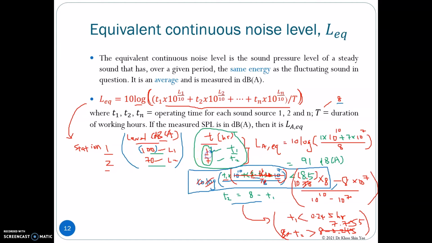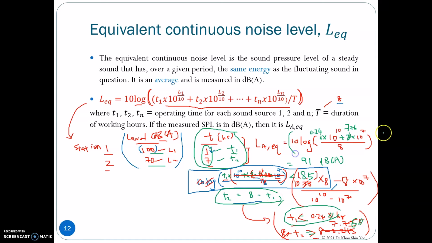So the 1 hour previously is reduced to be 0.245 hours, which is shorter, and T2 previously is 7 and is now increased to be greater than 7.755 hours. If we choose T1 equal to 0.24, so we can substitute 0.24 inside here, then your T2 will be equal to 7.76. So we substitute 7.76 inside, which can be obtained from this relationship.